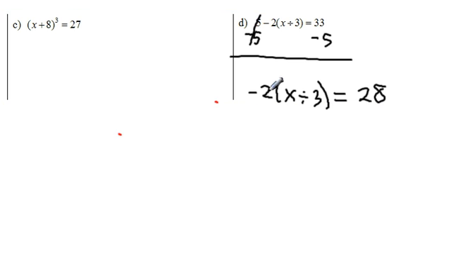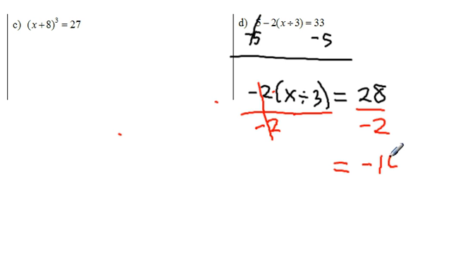All right. Negative 2 is currently being multiplied to this stuff. So to unmultiply it and cancel it, we'll do division of negative 2. Because the division of negative 2 will cancel out the multiplication of it. So divide both sides by negative 2. Those cancel out. 28 divided by negative 2 is negative 14. And on the left-hand side, we have x divided by 3 left over. So we get that in there.